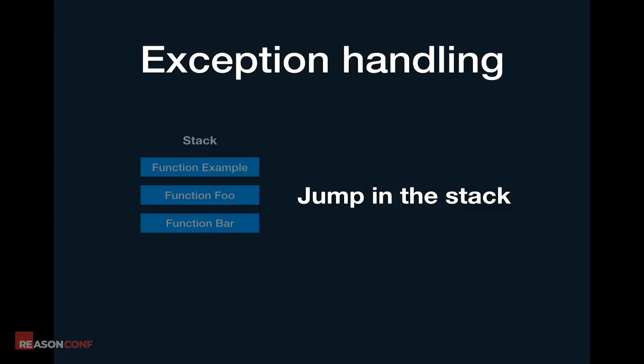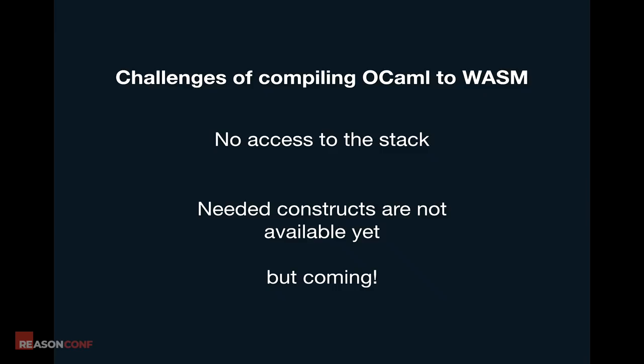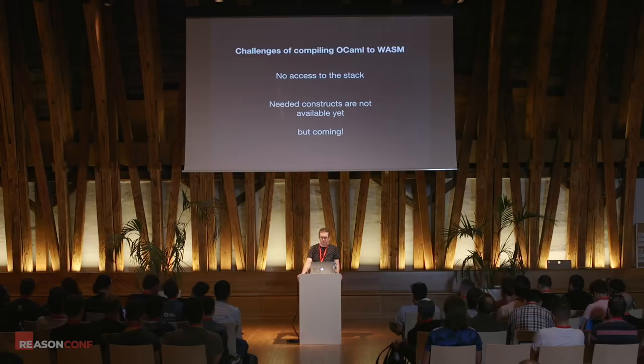The third one is tail calls. What you do with tail calls is you are reusing the last stack frame, and you need access to the stack for that again. So the challenges for compiling OCaml to WebAssembly basically come down to there's no access to the stack. The constructs that we need are also not there. But luckily, they are coming. Work is being done to basically solve all these challenges.